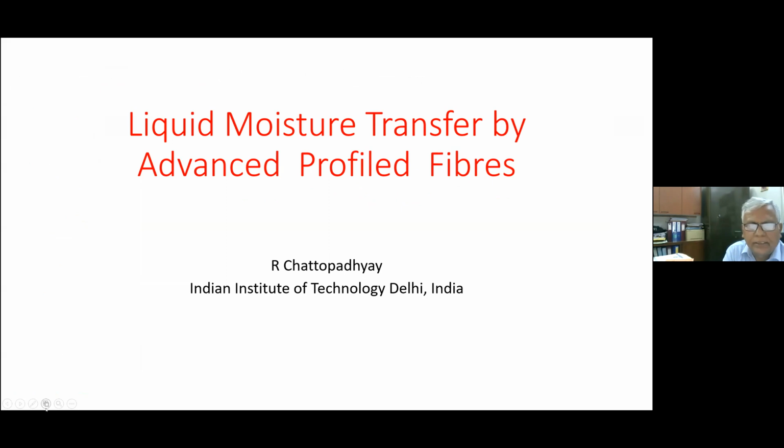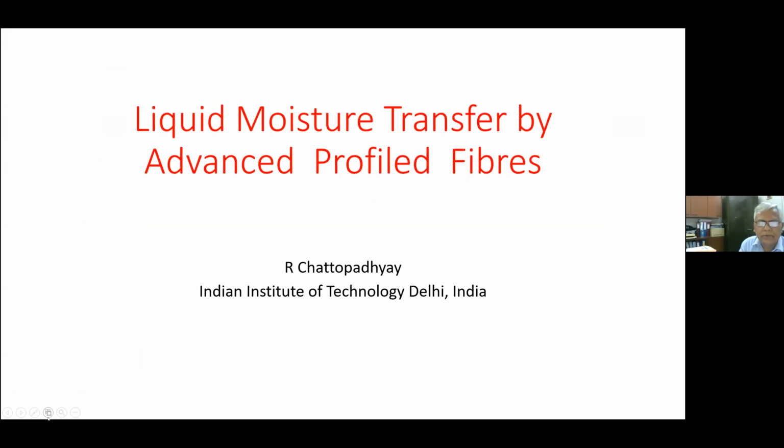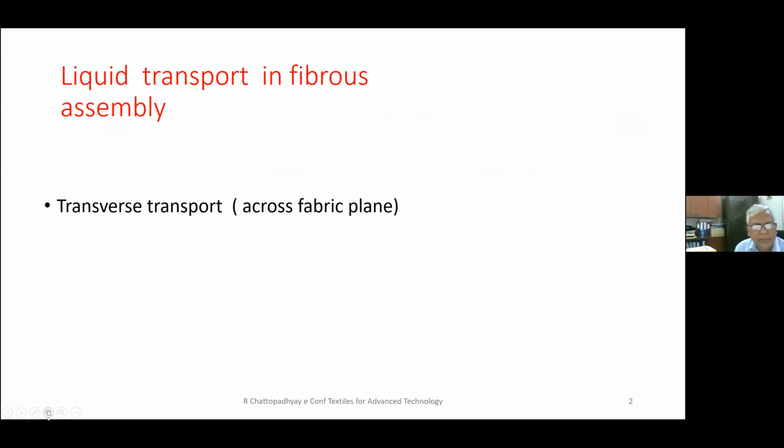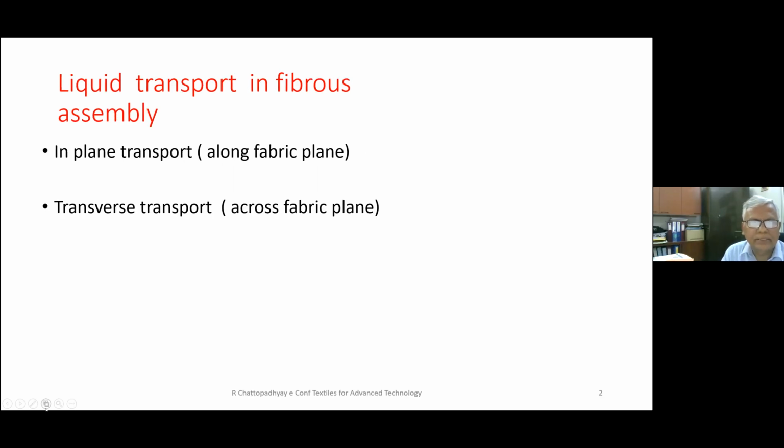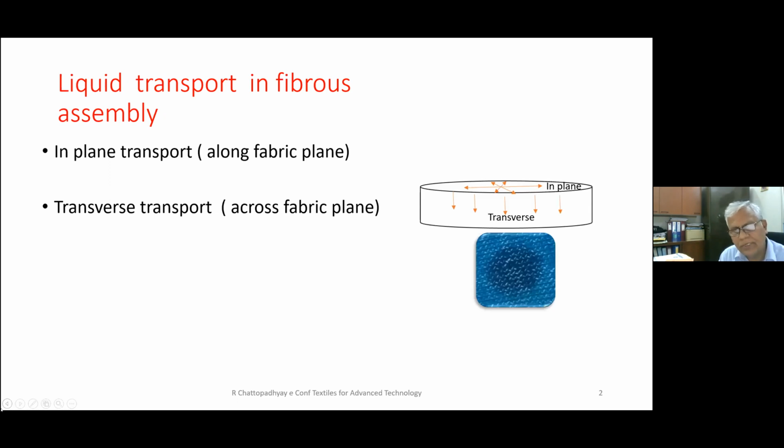I'm going to present a talk on this particular topic, that is liquid moisture transfer by advanced profile fibers. Liquid transport in fibrous assembly. There are two ways in which the liquid is transported in any fibrous assembly. That could be in-plane transport, which is along the fabric plane, and there could be transverse transport, which is across the fabric plane. Both types of transport are important depending upon the applications of the textile material.